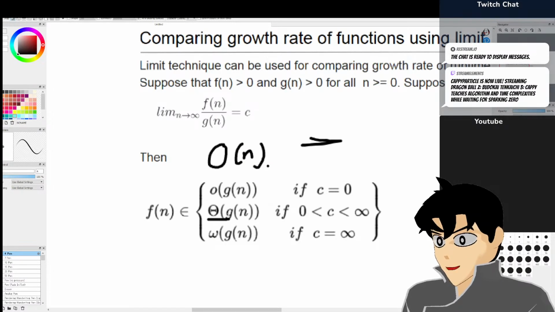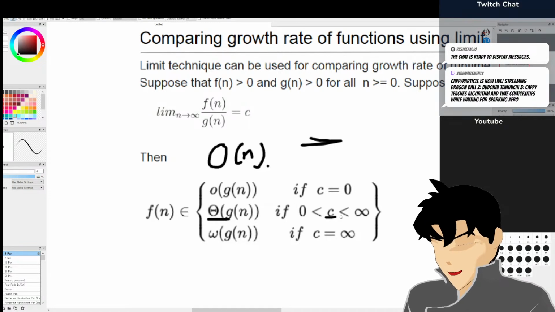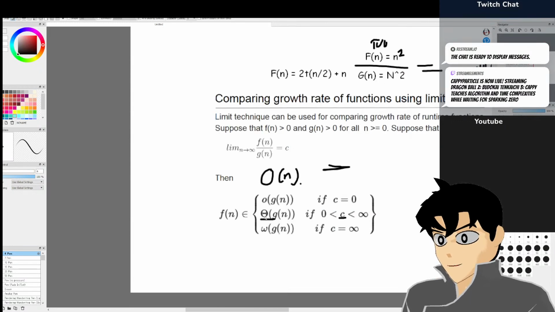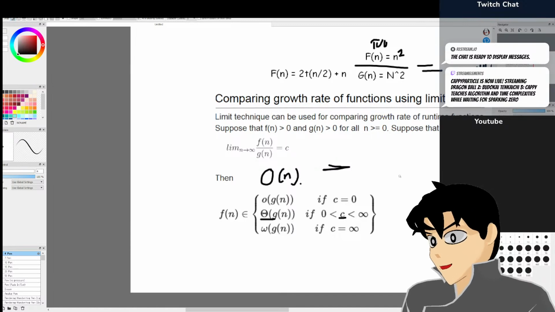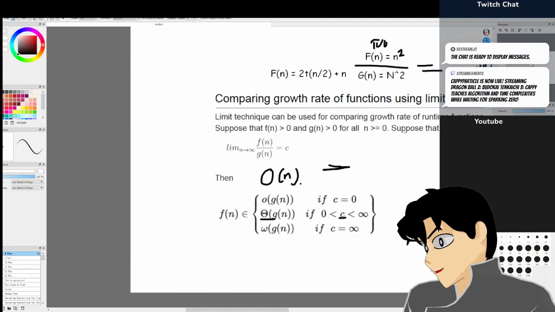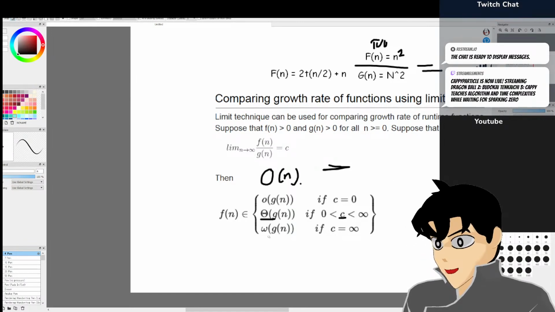So yeah, if f of n is theta of g of n, and the limit is not 0, we're basically looking at c here. It's greater than 0 and less than infinity, which means this big theta grows at about the same rate, close enough to the same rate. It could be a little bit different depending on constants and whatnot.